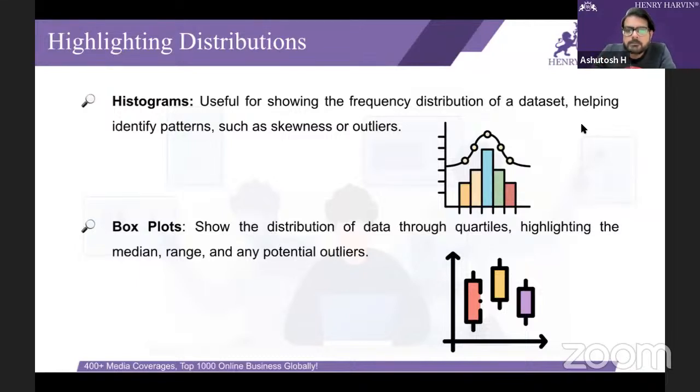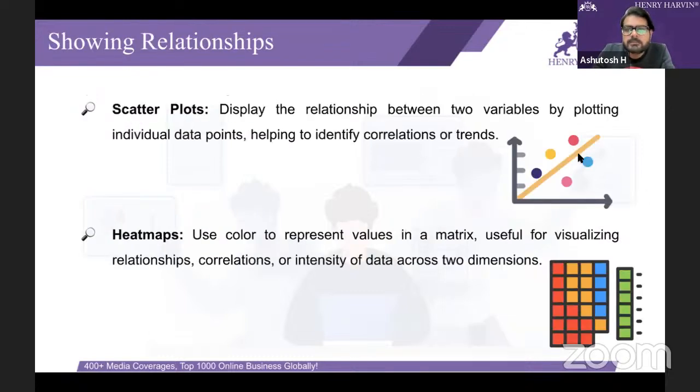Box plot shows the various quartiles, highlighting the median, the range, and any other potential outlier. Outlier is basically the extreme value in the data. Right? So these are a few things. A scatter plot, I already made you understand. Heat map is also used to represent the values in a matrix, and this is useful when you want to visualize relationships, correlations, right?